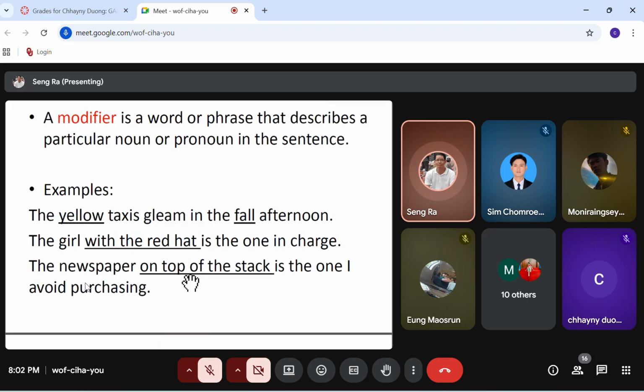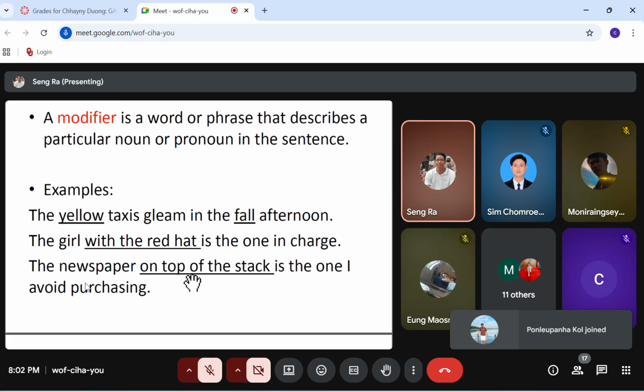Okay, so you put the modifier as close as you can to the noun it modifies. That's what we mean by proximity. Proximity matters. So you need to think about the closer the better. Okay, the closer the better.